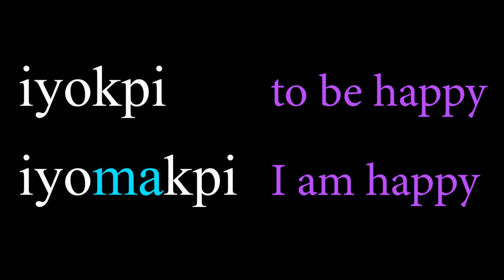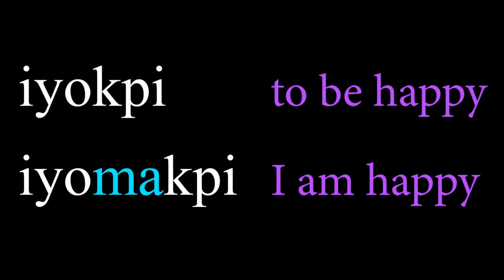So this word actually has three things. It has a subject and a verb and an adjective. I am happy. Iomakpi. I am happy. Three things in one word. So one Lakota word can be one sentence in English. Iomakpi, just one word. But in English, I am happy. It's a sentence. Isn't that interesting?